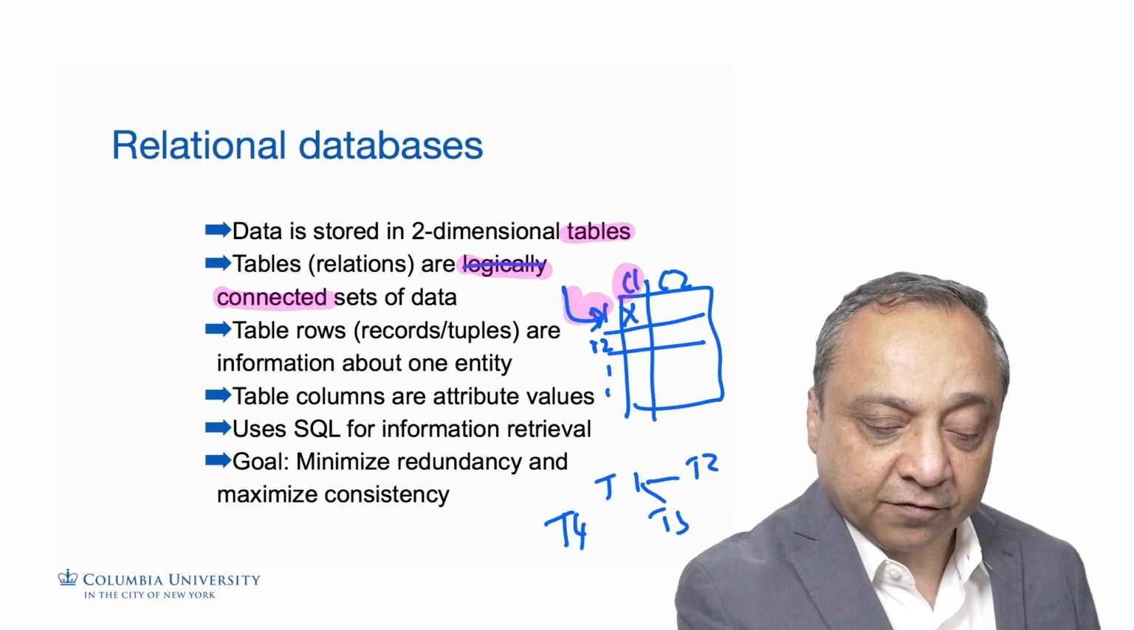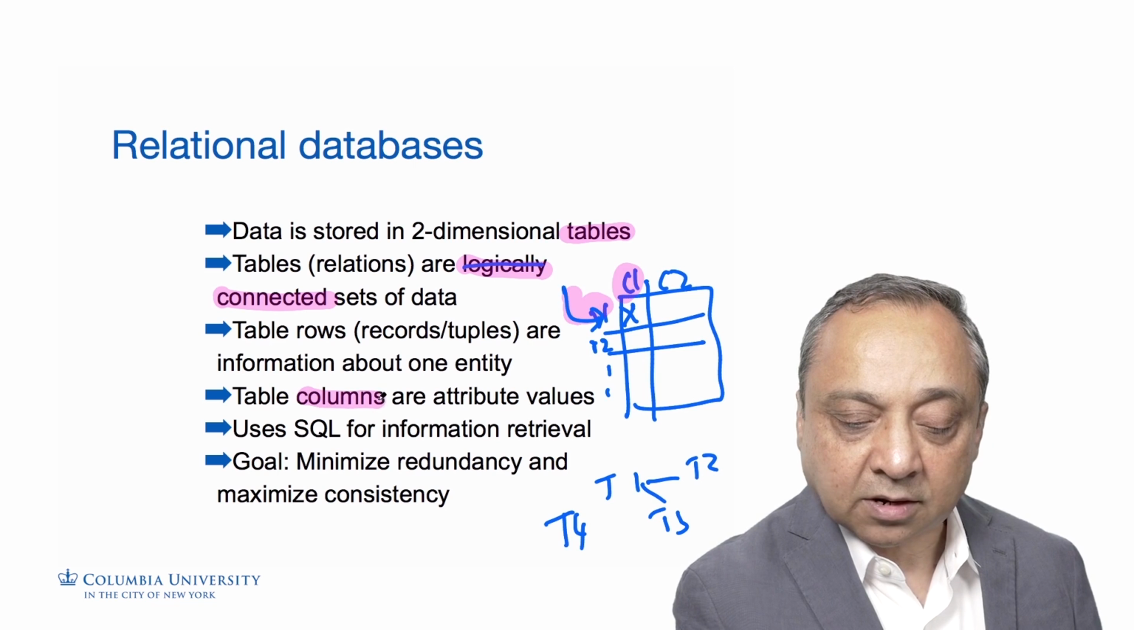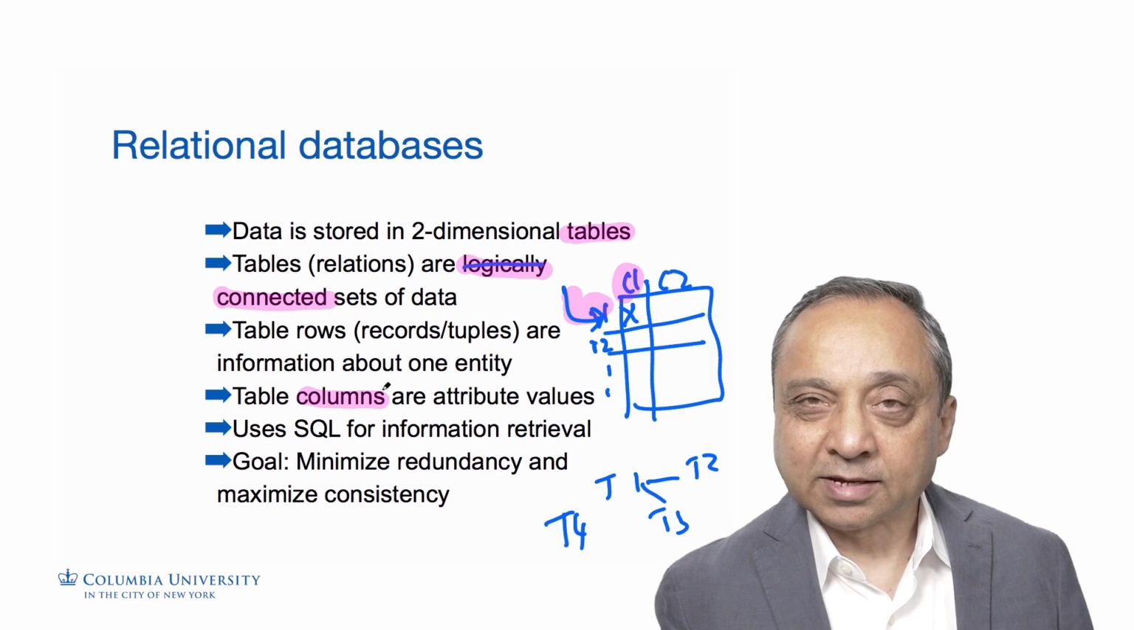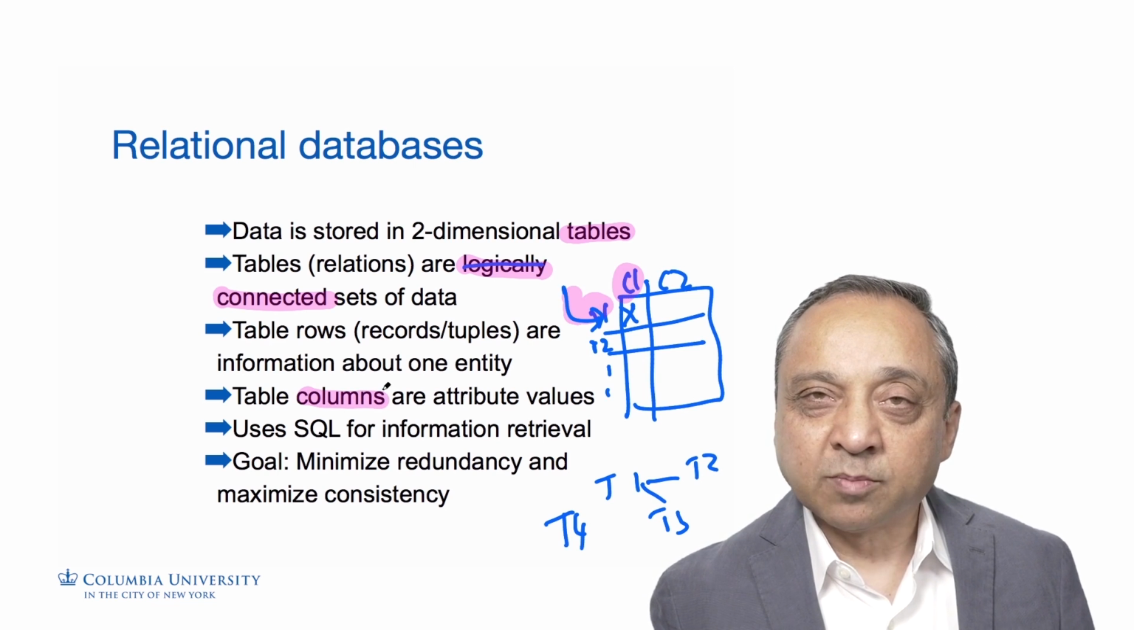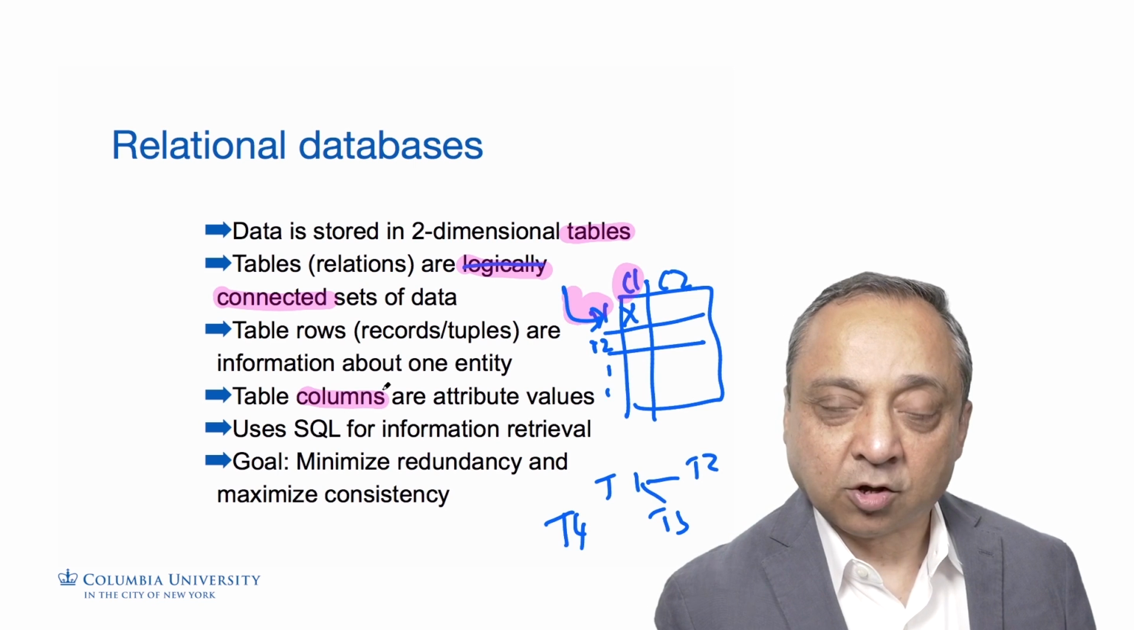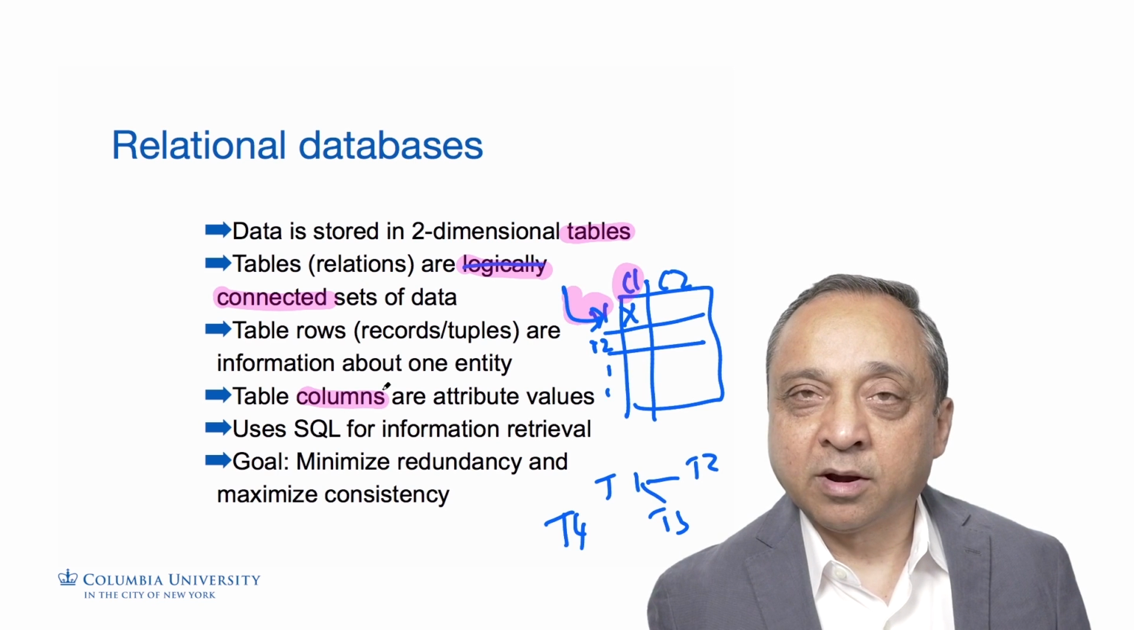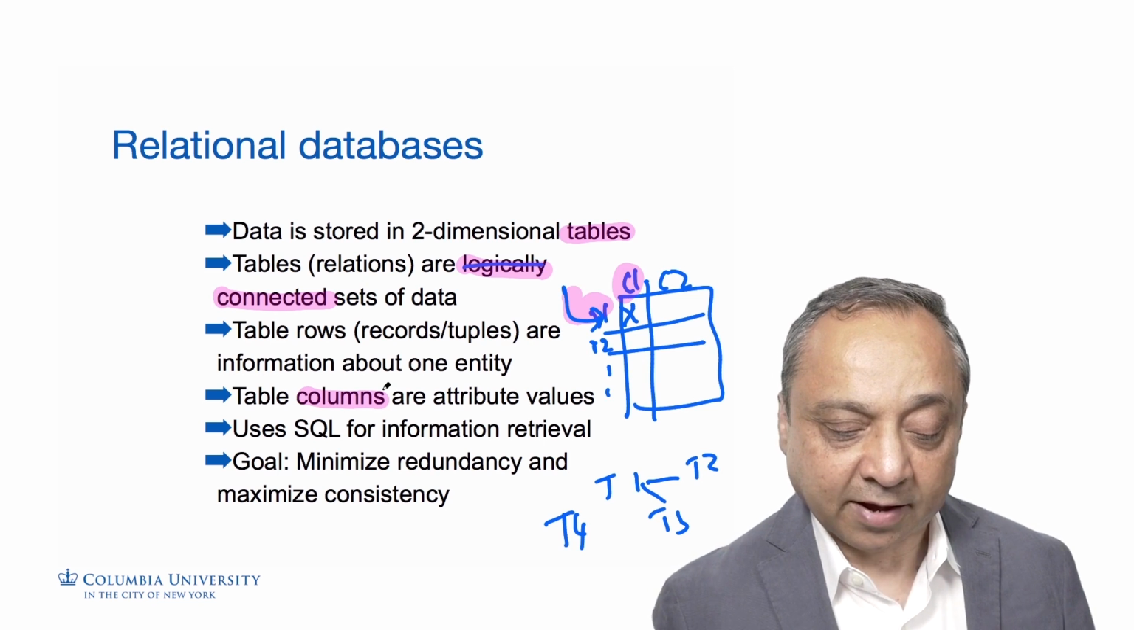Within the table itself, the columns are attribute values. So it's like an Excel table. You can think of having multiple Excel tables in a relational database. And the columns are social security number, name, phone number, stuff like that.